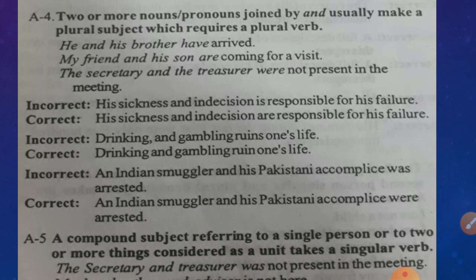An Indian smuggler and his Pakistani accomplice was arrested. Again, there are two persons who are to be mentioned in this very sentence: an Indian smuggler and his Pakistani accomplice. So instead of was, we have to use were.